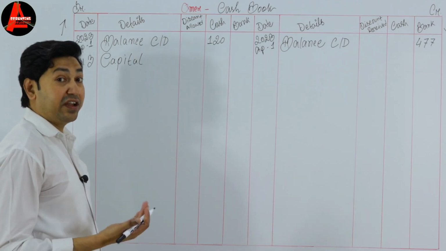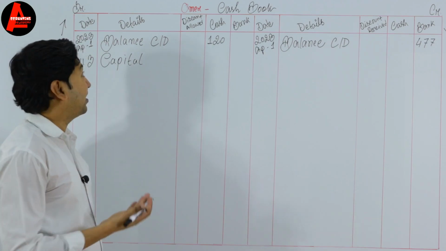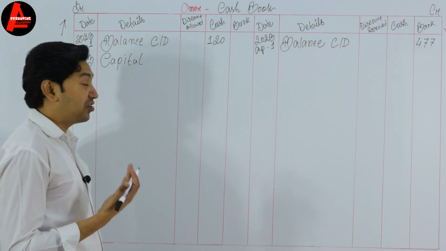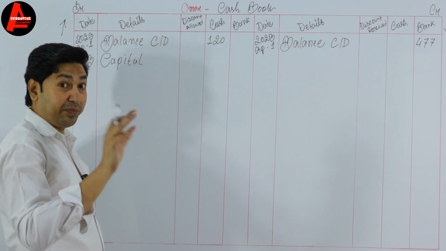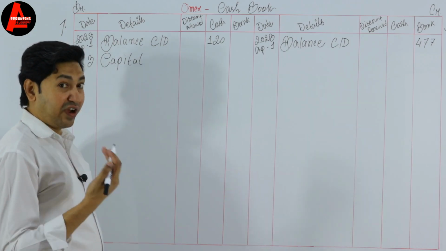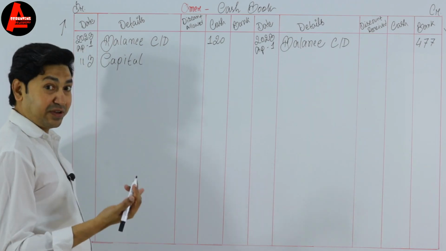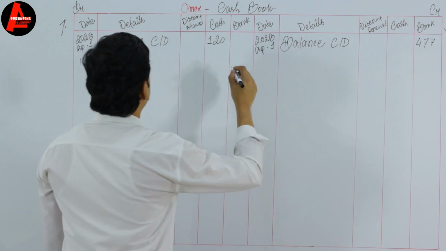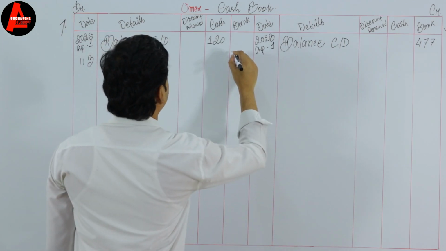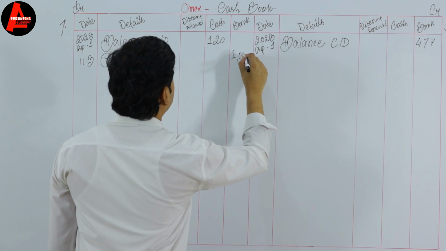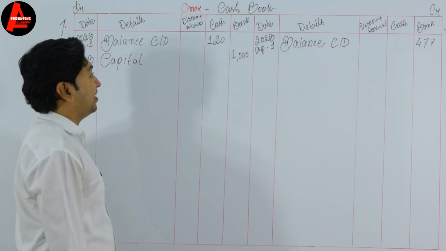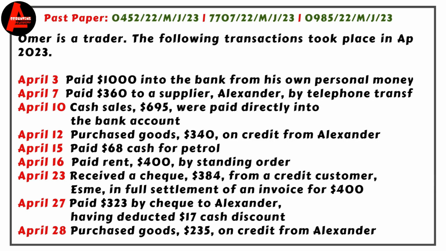So we will write the opposite account in the detail column, okay? Not bank. We will put money on the bank, but we will write the opposite, corresponding account, okay? So here he introduced $1,000 as capital through the business bank, okay? Great.